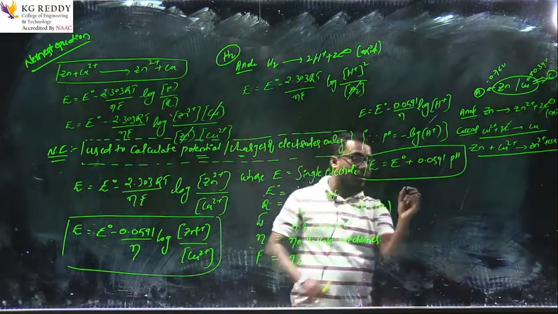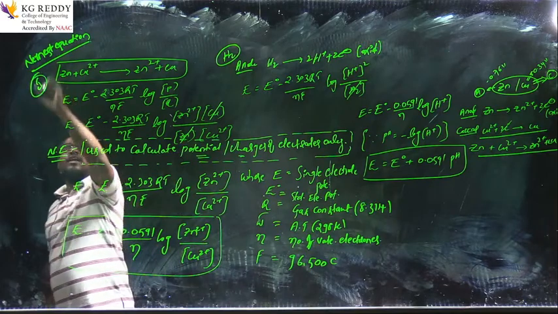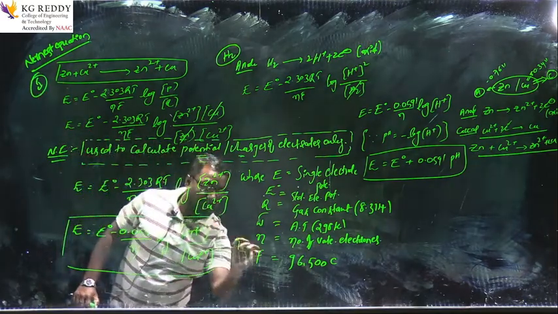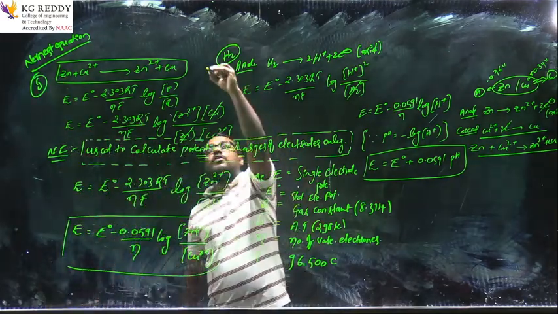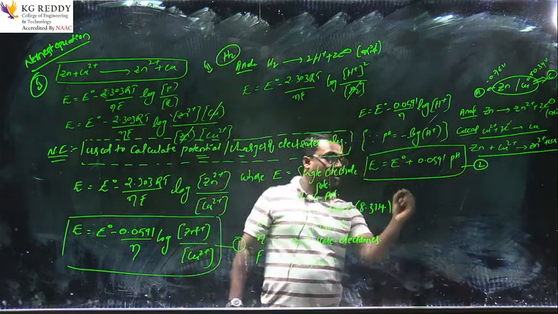This is step 1, so one equation you will get. This is the one equation. This is step 2, the second equation. And next one is step 3.